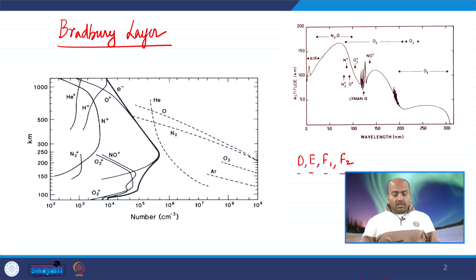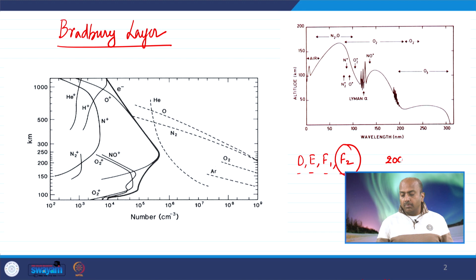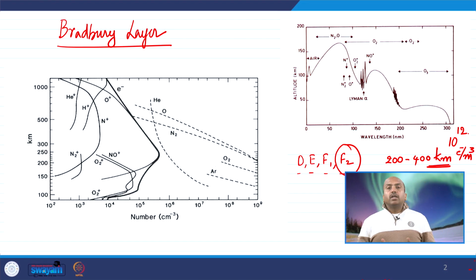Now, what we are trying to understand in this lecture is quite simple. We have to see the existence of the F2 layer, or why the F2 layer persists. Generally we put the peak of F2 somewhere between 200 to 400 kilometers in altitude, and the typical electron density associated with this F2 peak, which is the highest, is 10 to the power of 12 electrons per meter cube. So, the point is there are these 4 different layers.